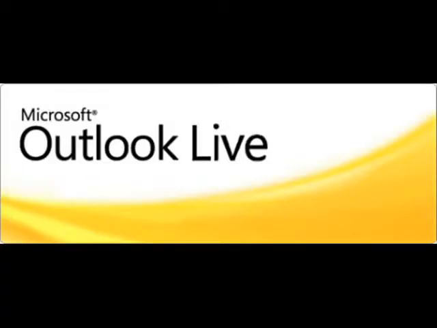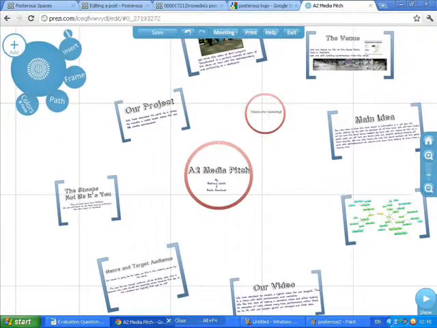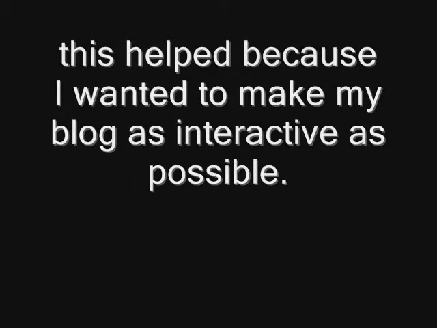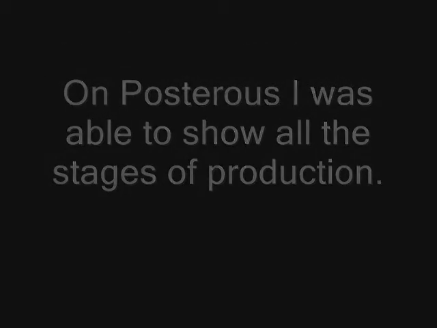Through the internet, I use websites such as Outlook.com and Postgres.com. Postgres is a blog site I have set up to show the various stages of my production. This was a good site for organising my coursework because I was able to see which pieces I had completed and which I had not. I was able to post images and videos. This helped because I wanted to make my blog as interactive as possible. On Postgres, I was able to show all the stages of production.